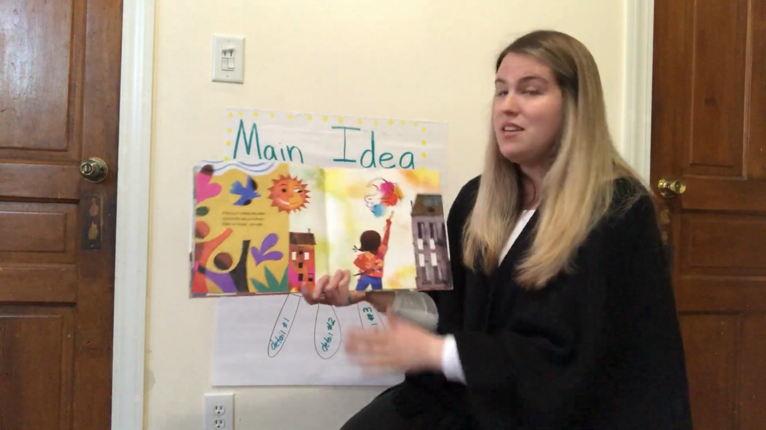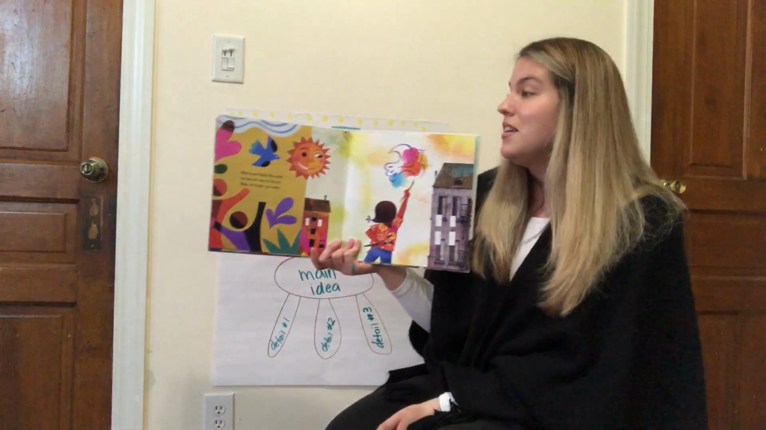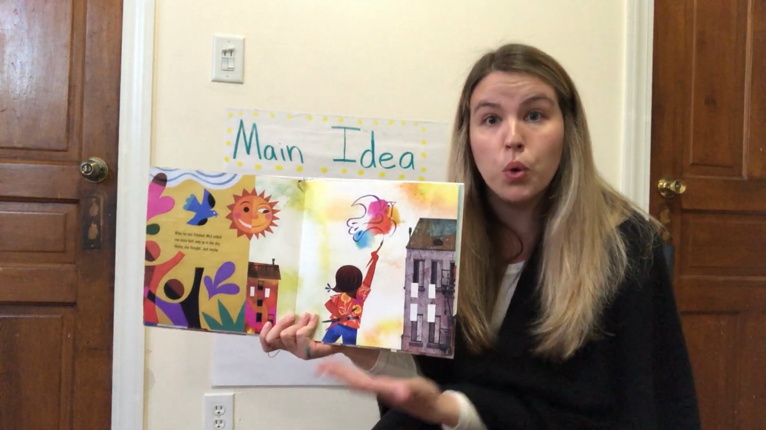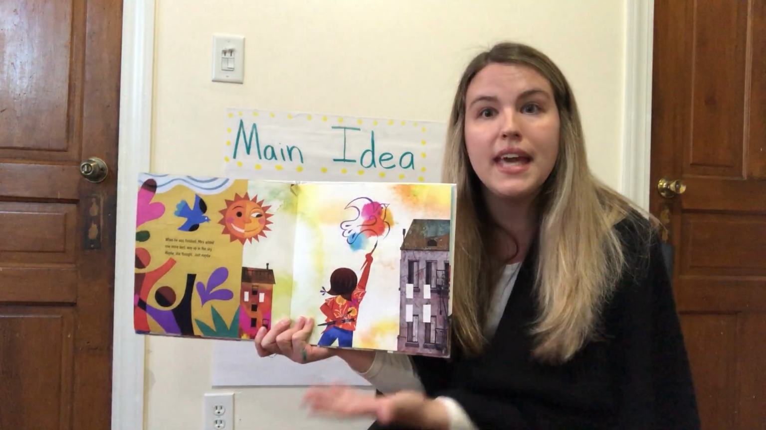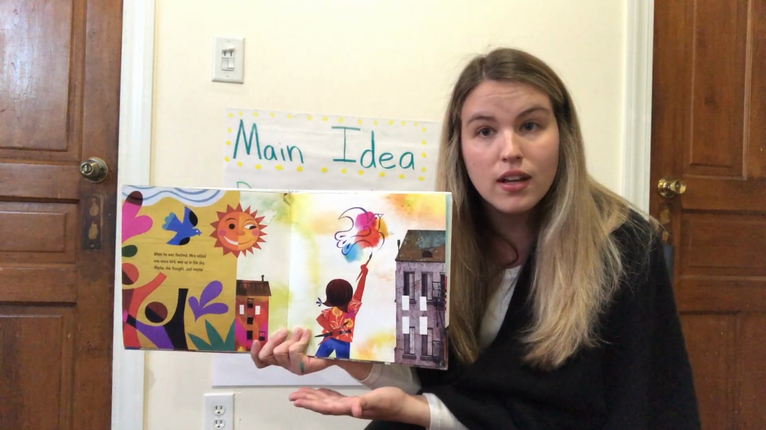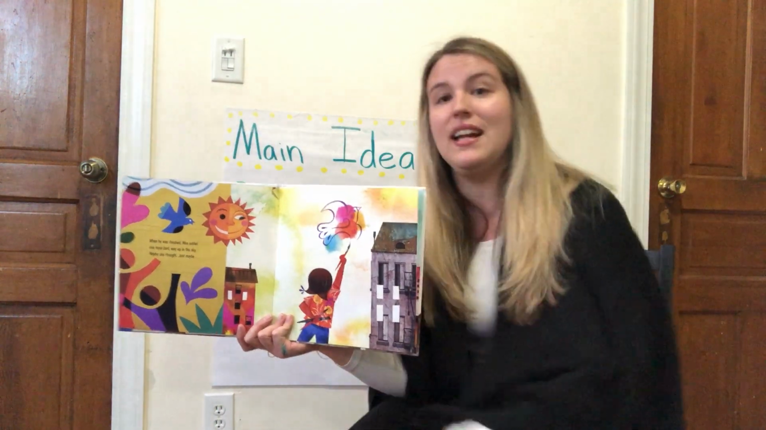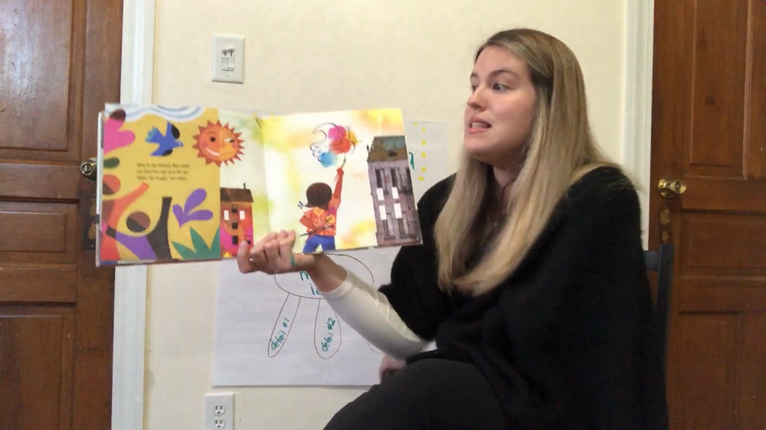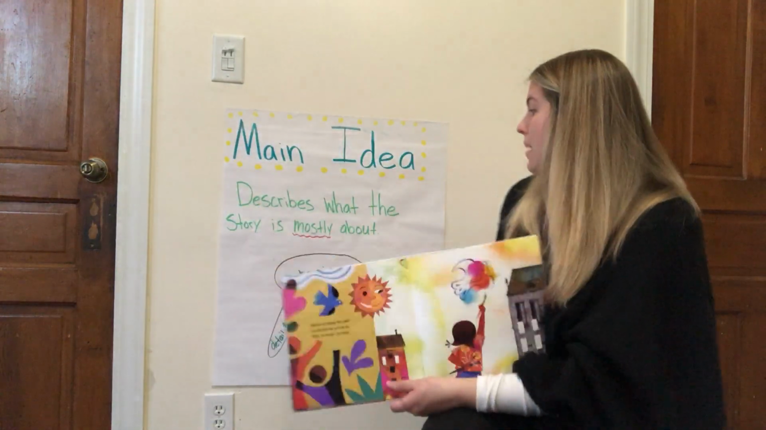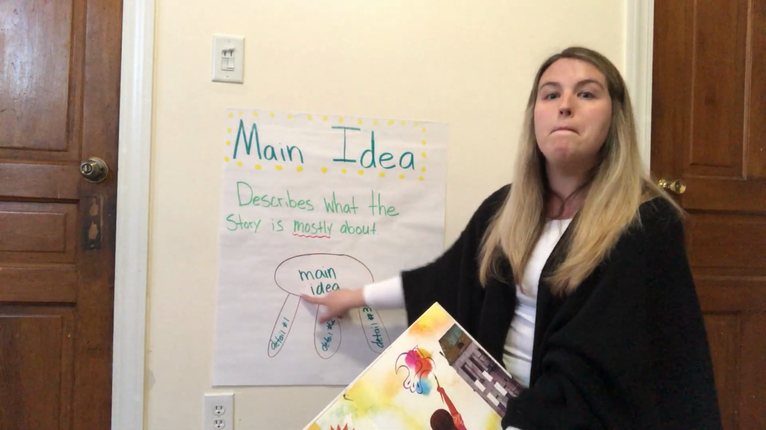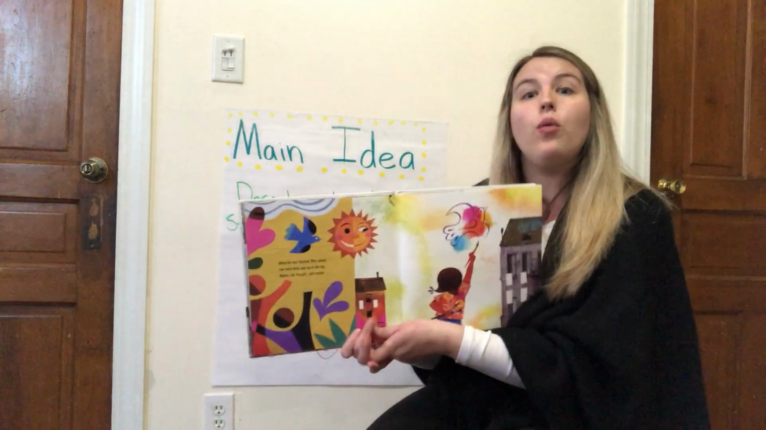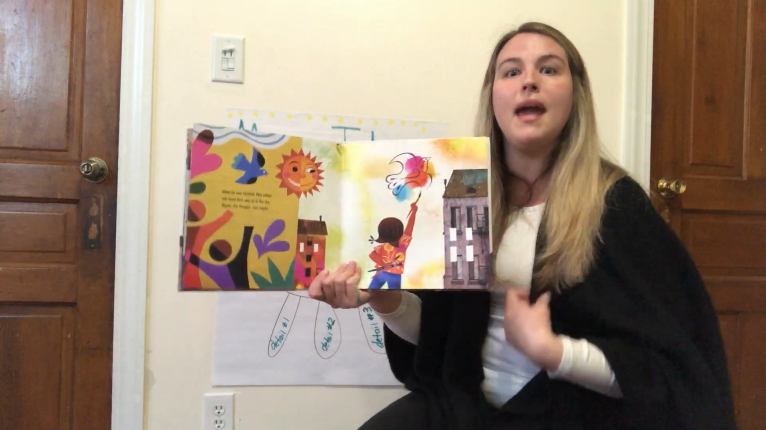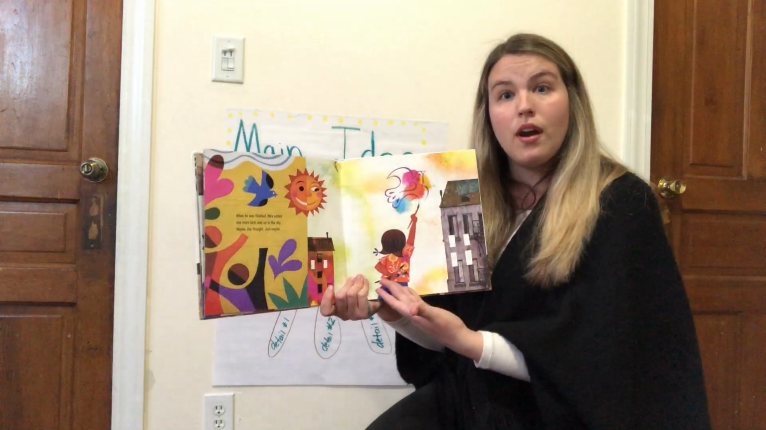All right, so let's see if your main idea is right. So the main idea of this story is that when we work together, we can create something beautiful. Did you guess that? If you guessed that, give yourself a pat on the back. Wonderful job, kindergarten. So that's the main idea. The main idea, the big part, what the story is mostly about, was that when you work together, you can create something beautiful and amazing, just like what Mira and the muralist did.